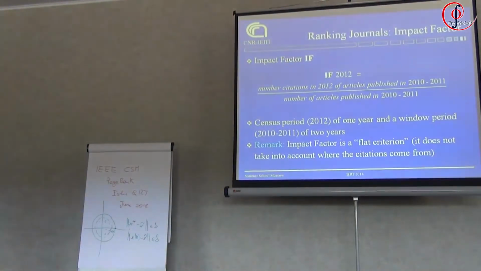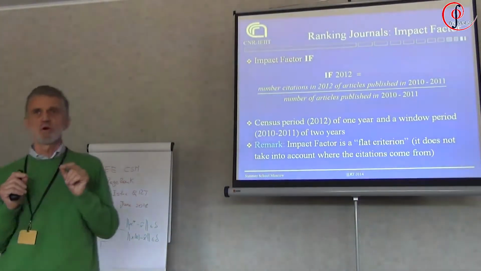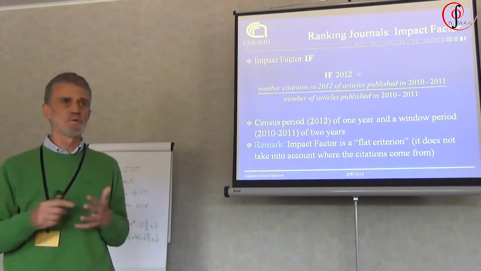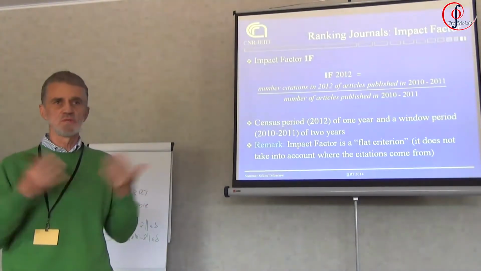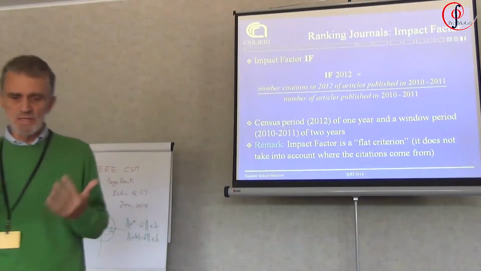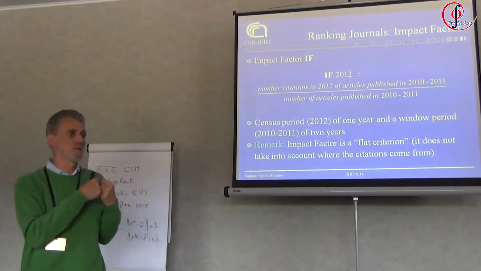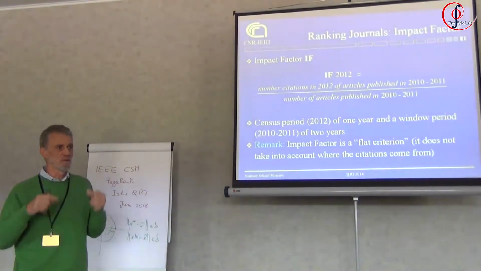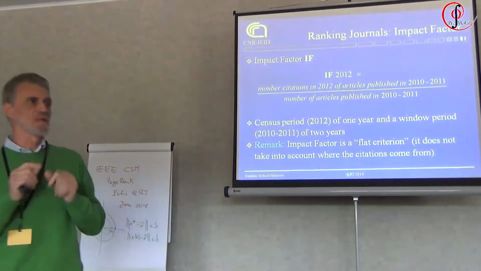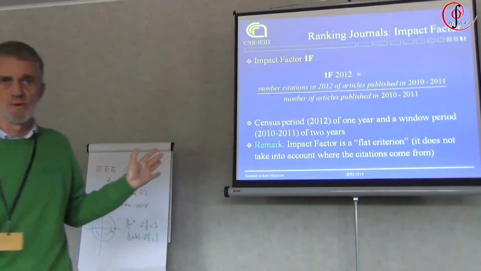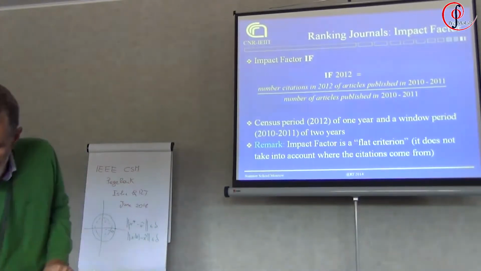Here is an important remark. The impact factor is a flat criterion. It does not take into account where the citations come from. So if Automatica is receiving citations from Nature, or from, say, IEEE Transactions on Automatic Control, they are counted the same way. And this goes back to the discussion that we had at the beginning. If the Google website has a link to a website, then that website becomes important. Here, all the citations are counted the same way. So this is what we call a flat criterion.